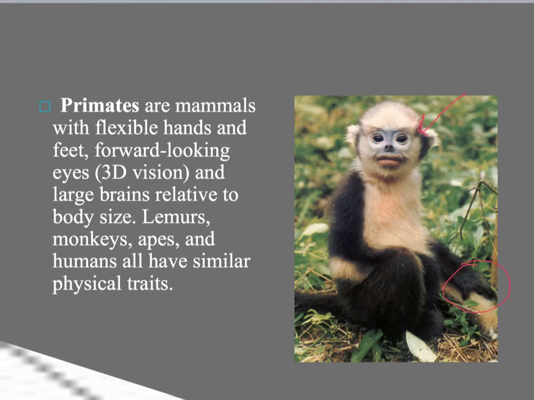Also, you can see his grip here. So he has opposable thumbs. Flexible hands that allow him to grab onto tree branches. Another thing that he has is a pretty big brain in relation to his size. That's us too.